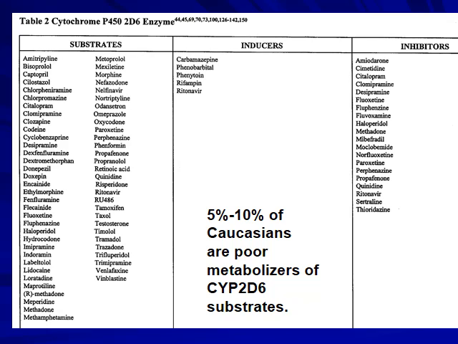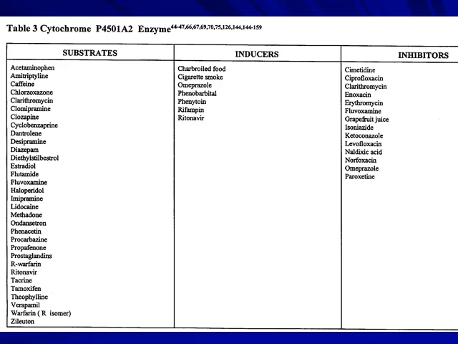Okay, is nortriptyline on the list? There's our nortriptyline. I'll talk about that. So keep those in mind, those two drugs for the moment. And keep in mind that this is 2D6. And now look here at 1A2. What do you see?